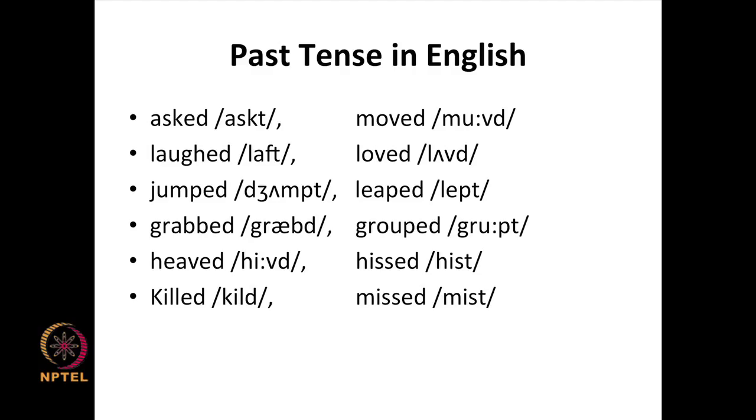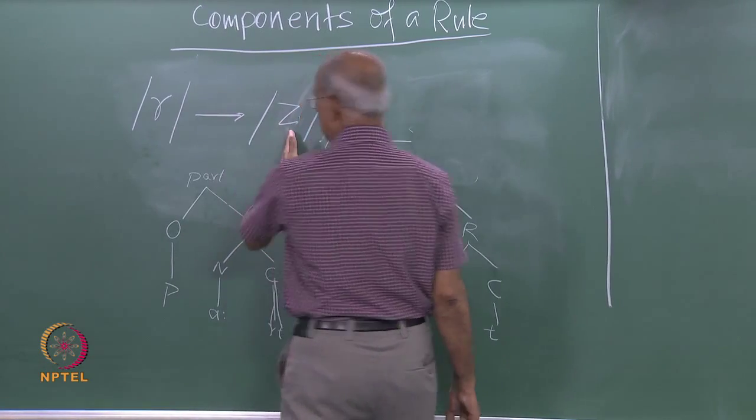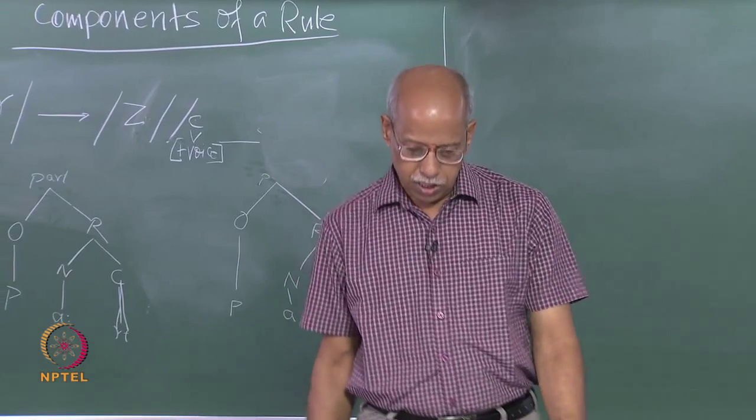Similarly, look at the behavior. All of these patterns are predictable. Look at this thing in English. Past tense in English is realized as t, as d, as id. I have not given you id. It is id following t and d. You can say wanted. You can say mended. But when it is preceded by a voiceless consonant, then it is realized as t. So you have asked, but you have moved. The same rule can be written, that d becomes t, etc., etc.